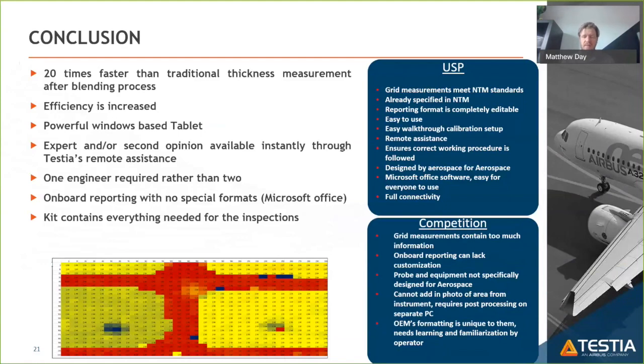Quite often, you cannot add a photo of an area from the instrument. It requires taking an image on something else and adding it into the report later, post-processing on a separate PC. So even though you get the equal amount of benefits of speed for inspection, you're still having to do the reports later on. The OEMs of competitive equipment, their formatting is unique to them. Again, it's their USP. It's what makes them stand out from the rest. Consequence of this is that they all need learning and familiarization by the operator.